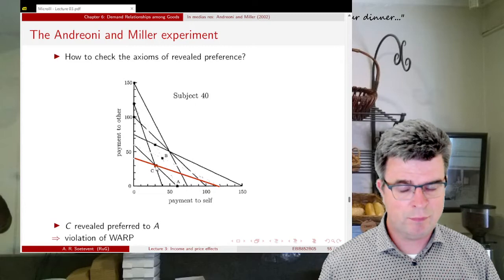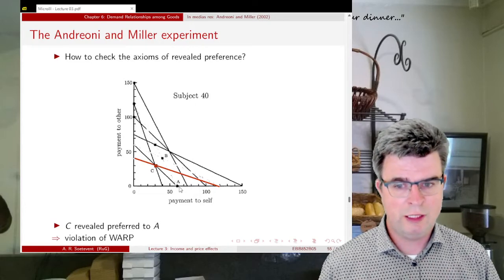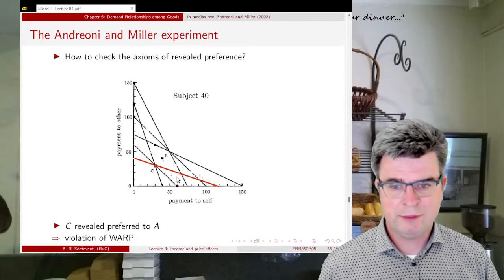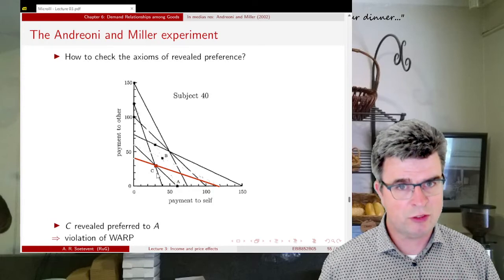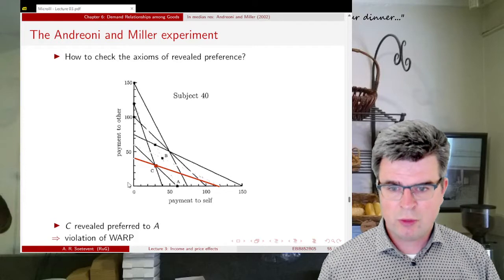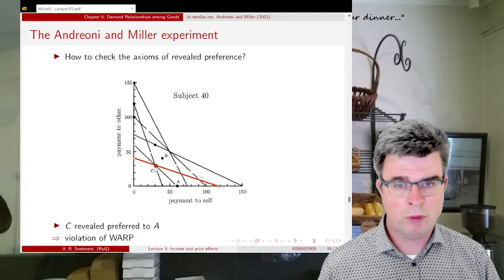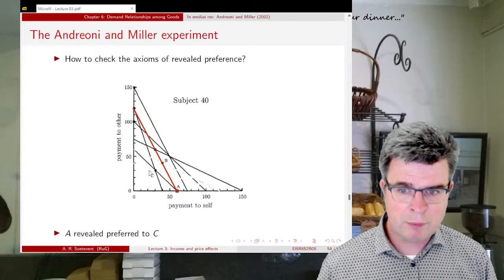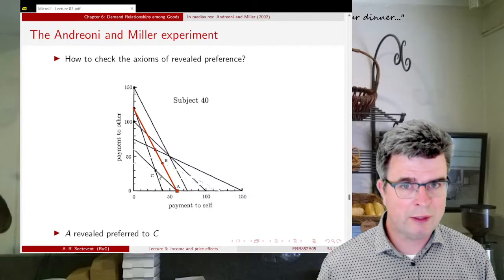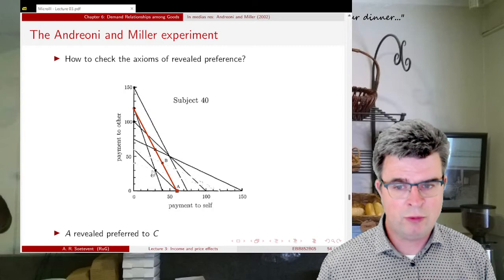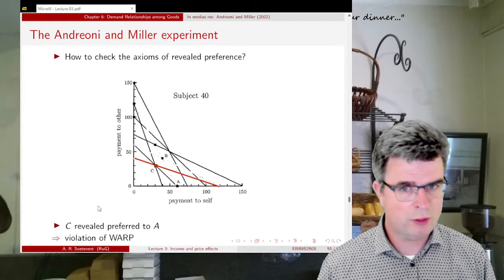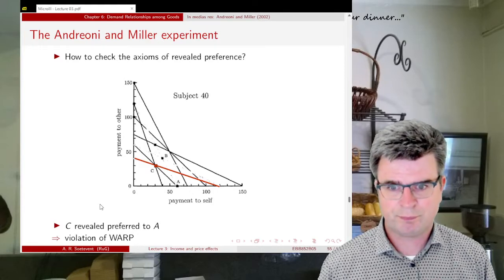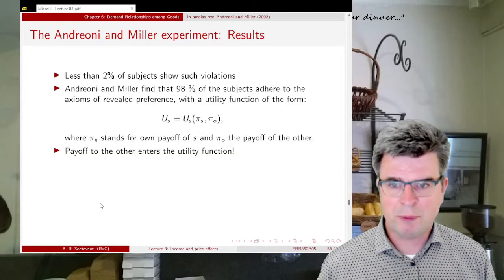So this means we observe the subject choosing bundle C, although he could afford bundle A at a lower price, because it's inside the budget set, so some money would be left. So this choice reveals that he strictly prefers bundle C to bundle A. However, in the previous budget line, the same subject indicated that he preferred bundle A to bundle C. So that is inconsistent. So this subject violates the weak axiom of revealed preference. This is how the experiment works.